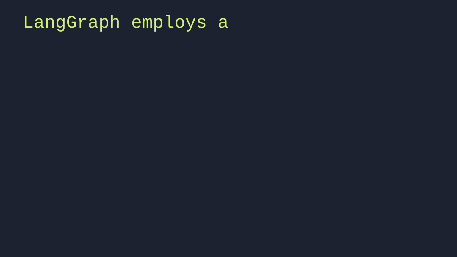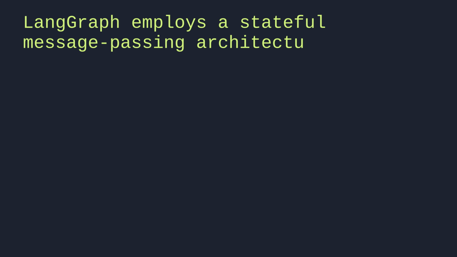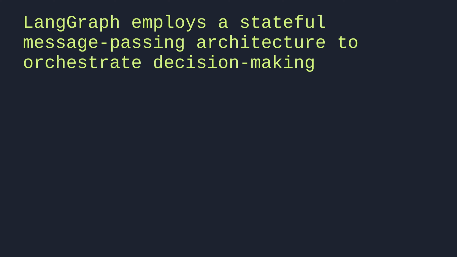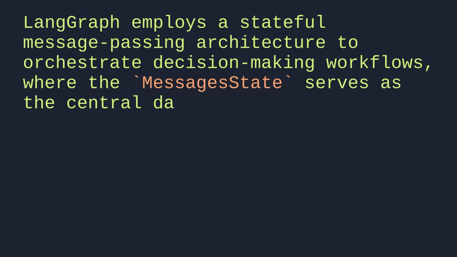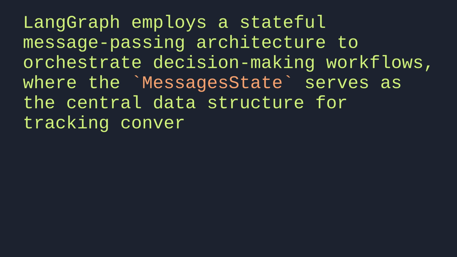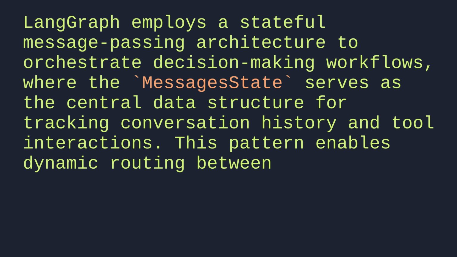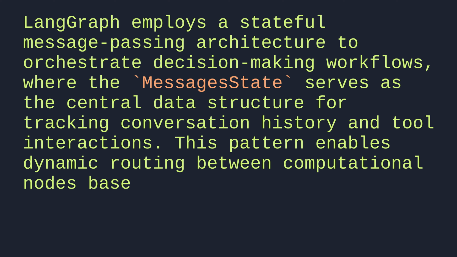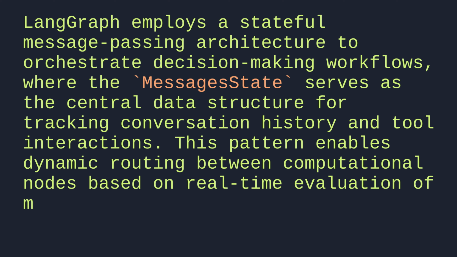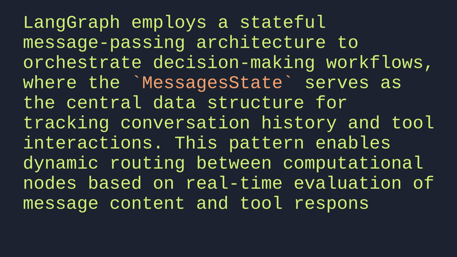LangGraph employs a stateful message passing architecture to orchestrate decision-making workflows, where the messages state serves as the central data structure for tracking conversation history and tool interactions. This pattern enables dynamic routing between computational nodes based on real-time evaluation of message content and tool responses.